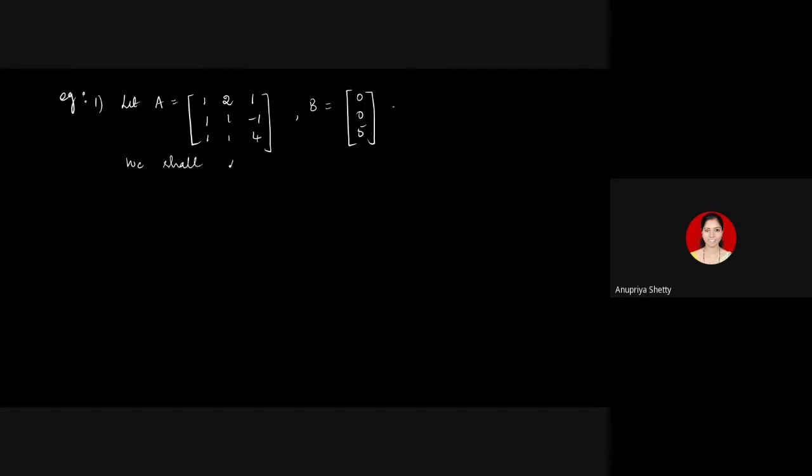Just take this down, sample 1. Your A is given to be 1, 2, 1, 1, 1, minus 1, 1, 1, 4, and the column B is 0, 0, 5. We will try solving the system Ax equal to B.